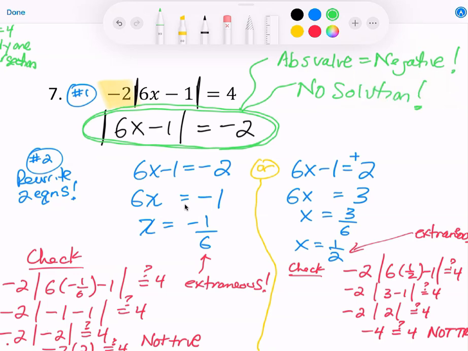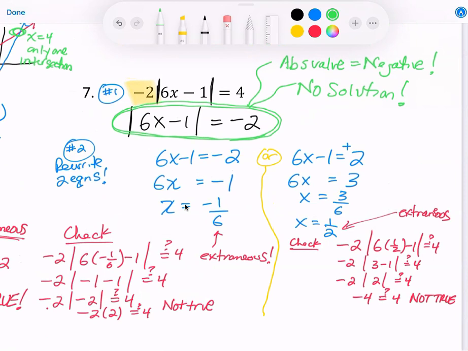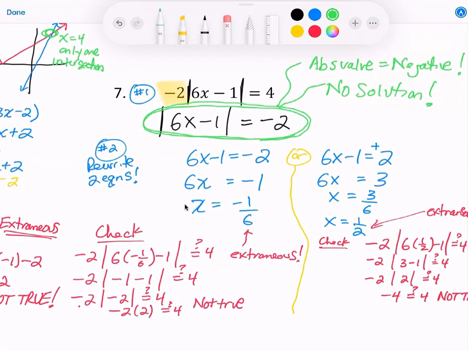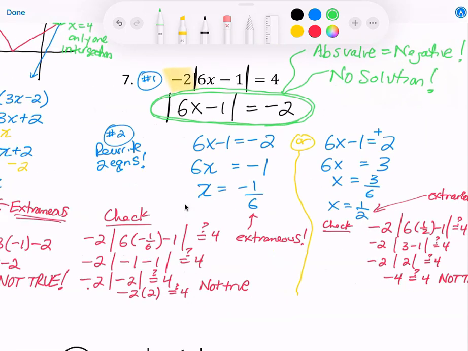So all this work that we did down here in blue and red, the blue work and the red check, we could have basically avoided all that work. I didn't want to avoid it at the very beginning because I wanted you to see that you do get not true things, you get both extraneous, but we could have told that way at the beginning because an absolute value equaling a negative is not possible.